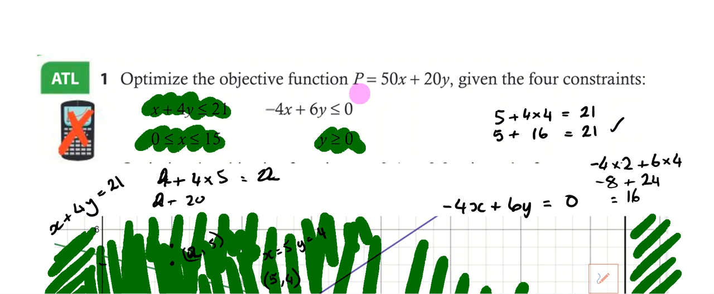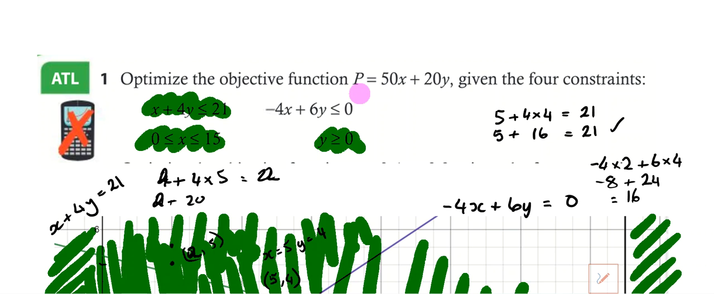So logically speaking, what do I want to do with x and y? I can't get rid of it. I've got to pick a value to put in place. Do I pick small values or do I pick big values? Big. Why big? Because I'm trying to max, yeah? I've got to do 50 lots of x and 20 lots of y.